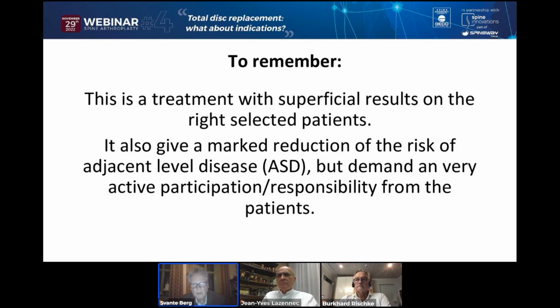When we pick out patients for lumbar disc arthroplasty surgery, this gives superior results compared to fusions. There are so many published articles on that, so I've not cited them. We know that, but we have to select the patients right. Not only does it give better function, less pain, and so on at both short and long term follow up, but it also gives a marked reduction of the risk of ASD, adjacent segment disease, in the future. But it's demanding for the patients. They really have to take part in this, and I'll come back to that.